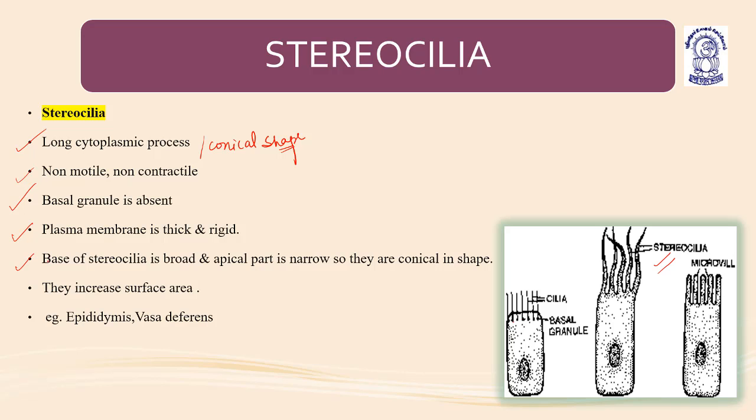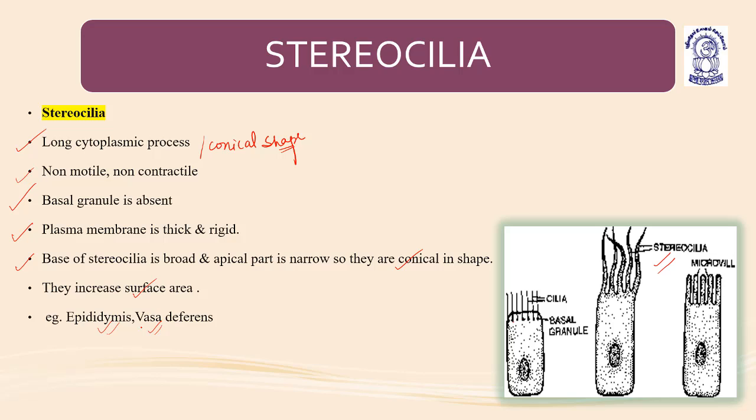The base of the stereocilia is broad and the apical part is narrow, so they are conical in shape. They increase surface area. Examples are the epididymis and vas deferens. These are the only two places where stereocilia are seen.